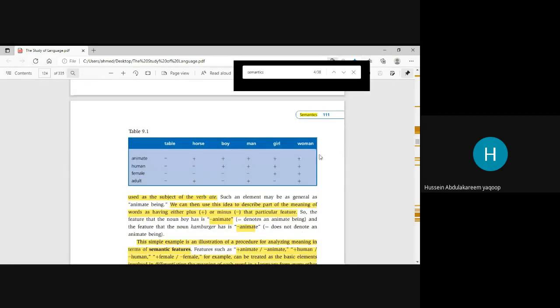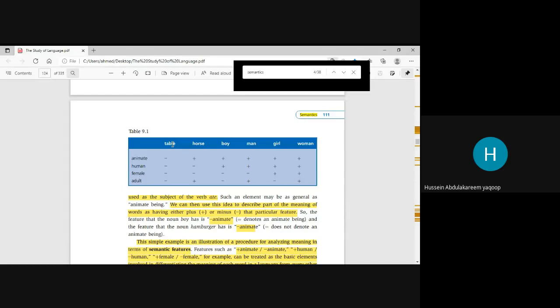So now here we have a table. This is just a sample of multiple tables; we can create more and more tables. Here, this column has the vocabulary items, المفردات, which is very common among other tables. Before we say that a word is this or that, we need to define these features with two signs, either a plus or a minus.